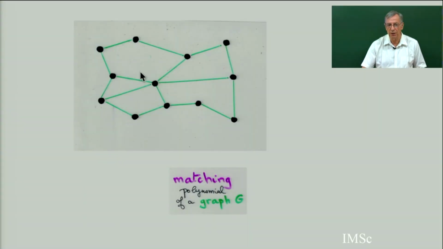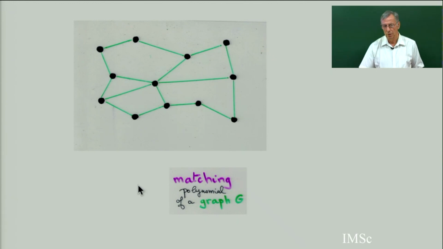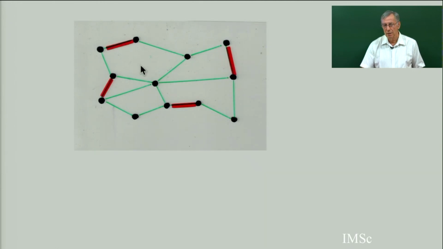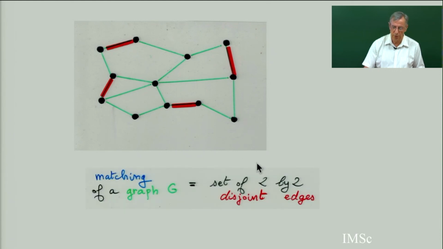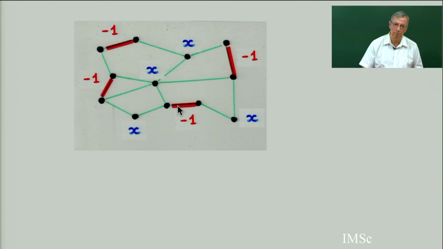So first, a definition for a general graph: the definition of the matching polynomial of a graph. You get a graph, a non-oriented graph with single edges. And a matching is just a choice of edges, 2 by 2 disjoint, they have no common vertex. So a matching is a set of 2 by 2 disjoint edges. And I put a weight on this matching, by putting a minus weight for each edge and an x for each isolated point.